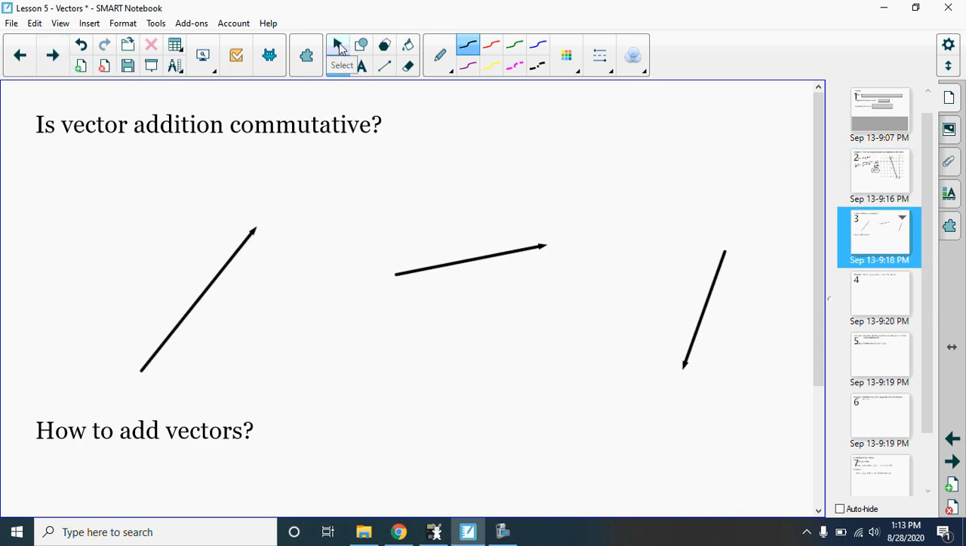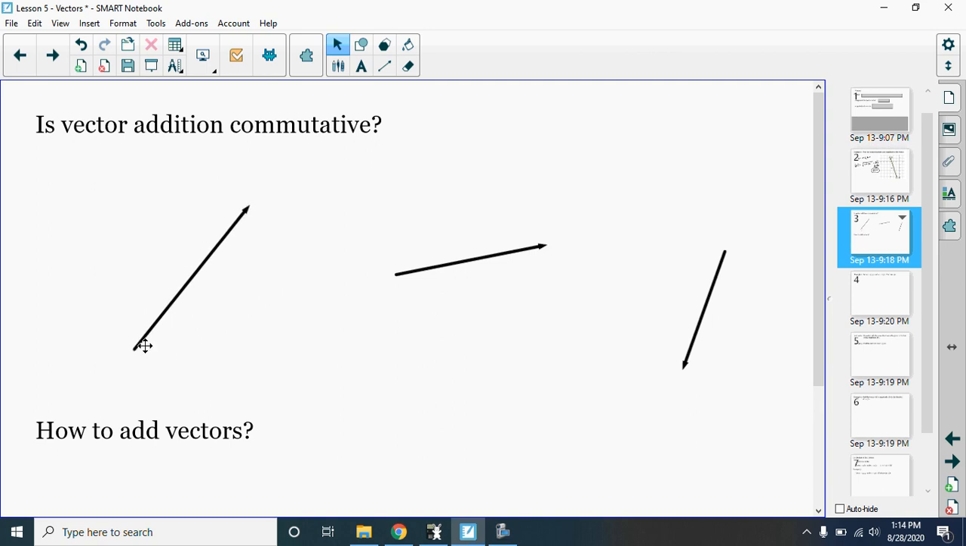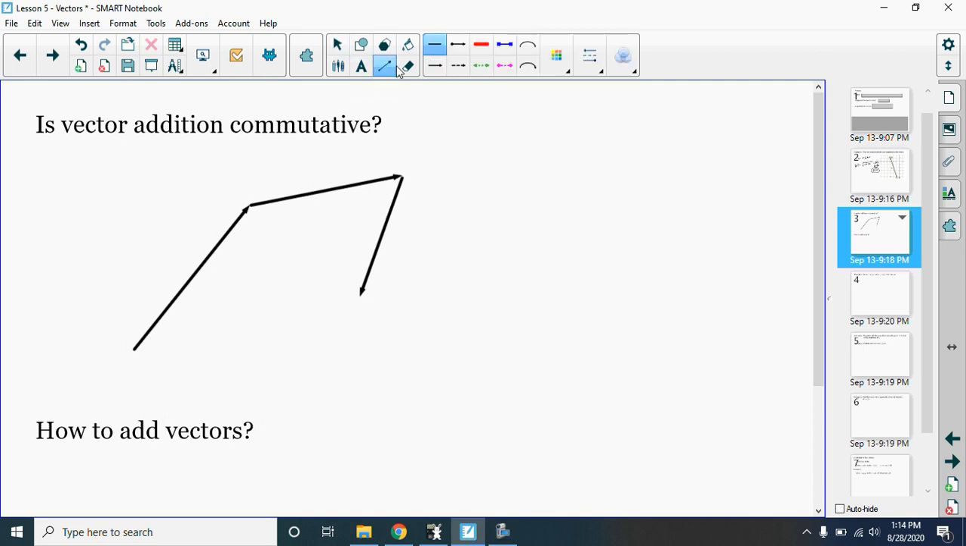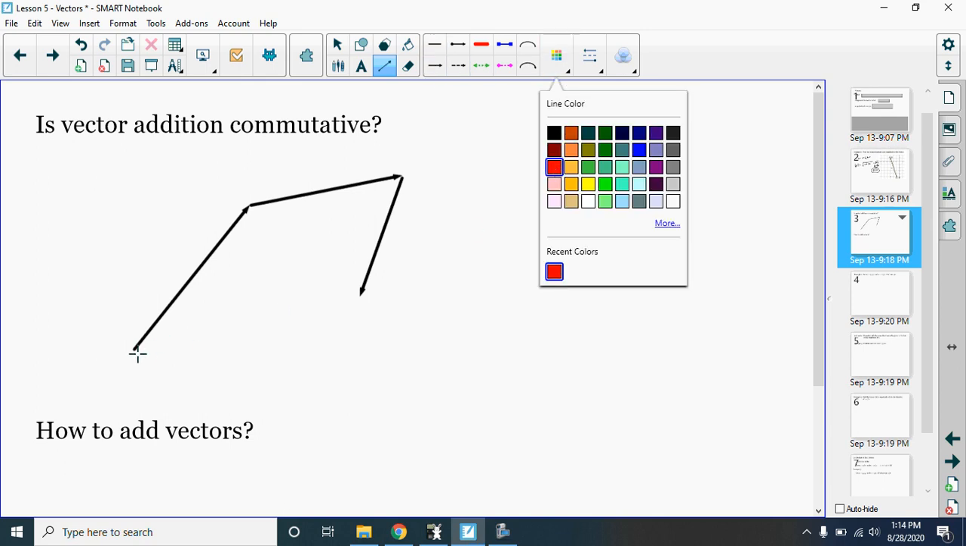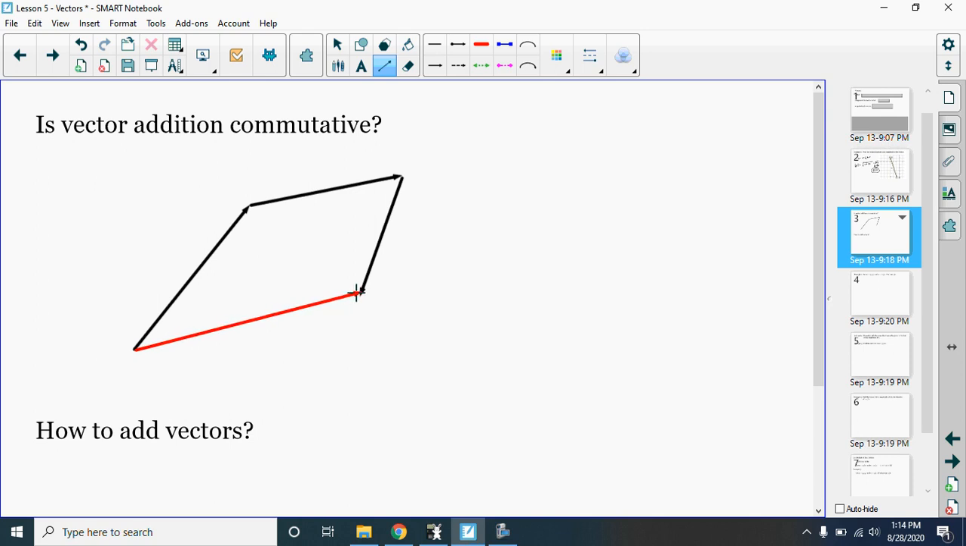Next question here wants to know, is vector addition commutative? So to add vectors, what we do is we add them tip to tail. So if I have this vector, it starts here and it ends there. If I add that vector first, and then I add this vector, and then I add this vector, notice my resultant, my answer, would be we start here and we end here. So this arrow, the red arrow here, is the answer, the sum of those 3 vectors.